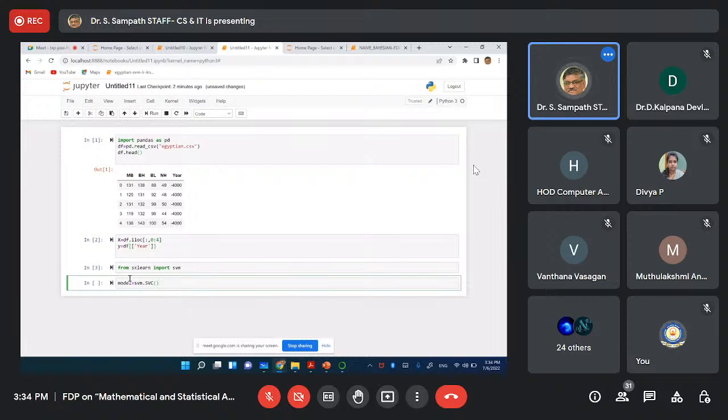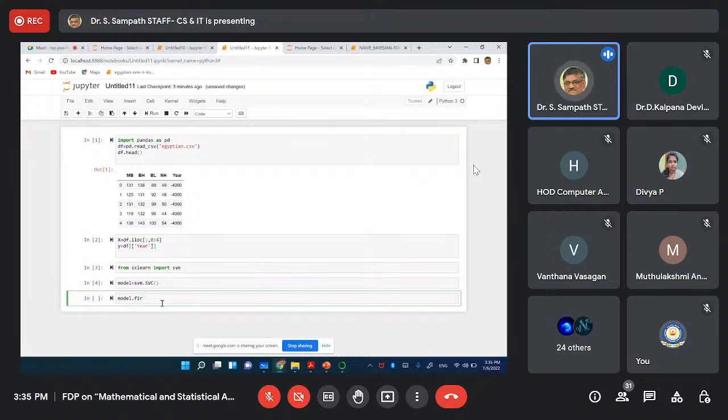Let me run this and see whether the model is correct. So here I have created the support vector classifier, but now I am going to associate my data with this one. How am I going to do that? I am going to fit my model like this, as model.fit.